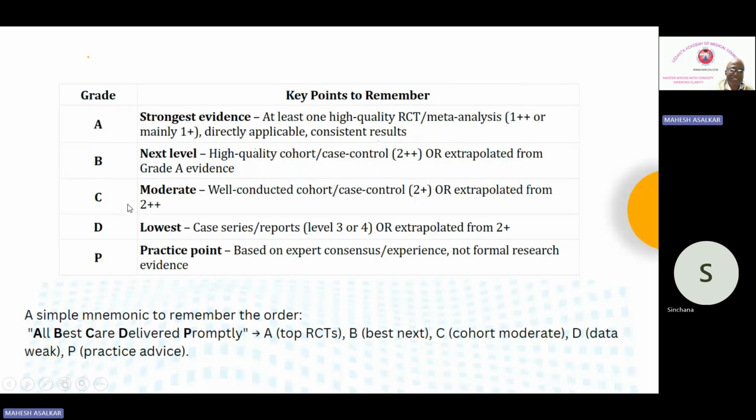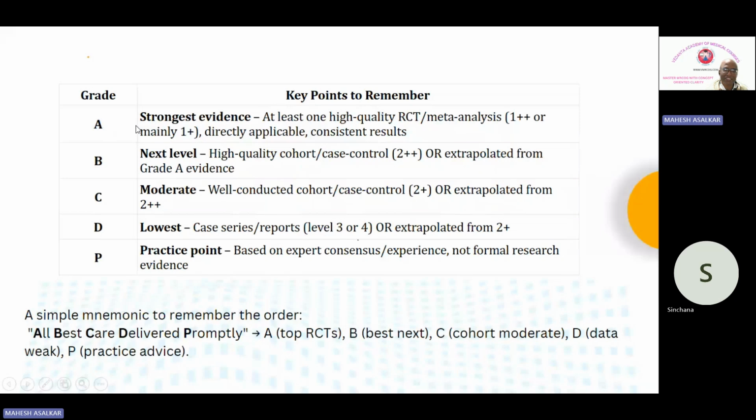Then next is C, a moderate level of evidence, which is again case control or cohort, but these are 2+ studies or extrapolated from 2++. Then we have grade D, the lowest, either case series or reports, that is level 3 or 4, or extrapolated from this. Then we have P, practice points. That is how you remember.